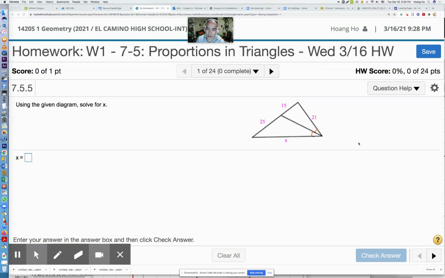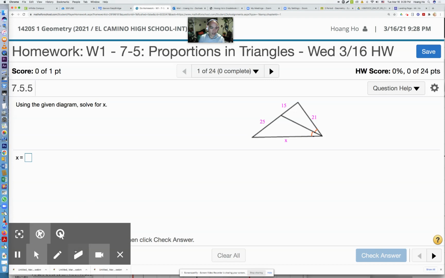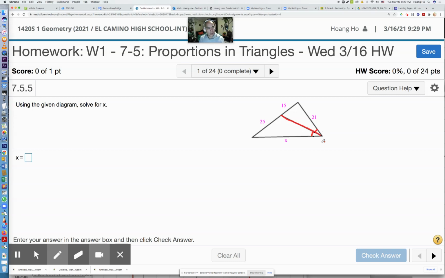7-5 proportion in triangles. Okay, question number 1. You've got a triangle, and take a look over here. Look at the marking. It looks like these two angles are congruent, so this segment should be an angle bisector. Let's go see what it says in the lesson.